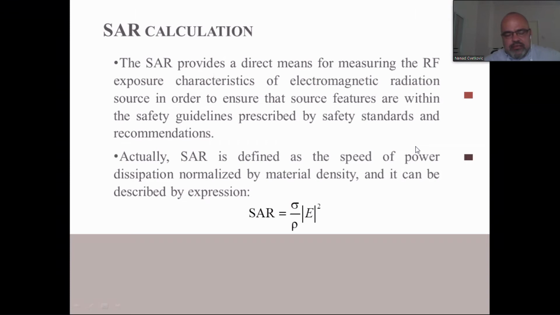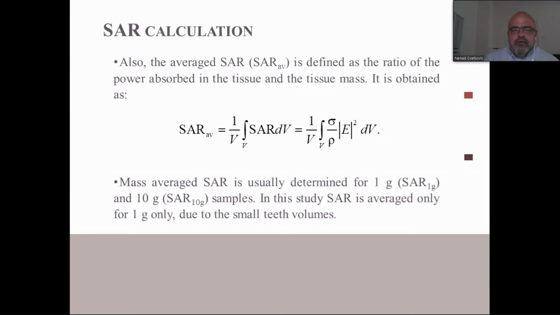Also, it is defined the same way for different frequencies, which also makes it more useful and more illustrative for the influence of electromagnetic field on tissue. Also, the average SAR, specific absorption rate, is defined. It is the value of the specific absorption rate averaged over a volume which corresponds to a mass of 1 gram. There is also an average value for 10 grams, but the 1 gram average is convenient to use in order to illustrate absorbed electromagnetic field energy.